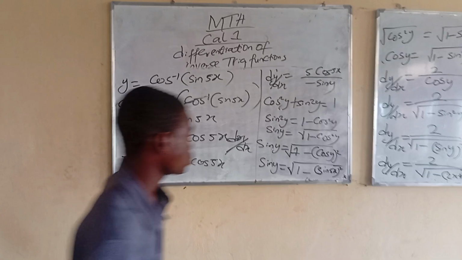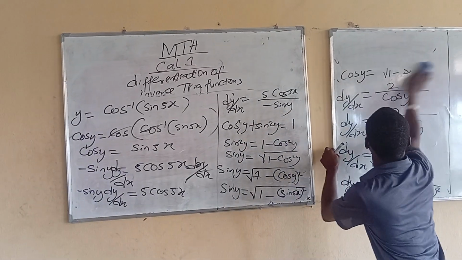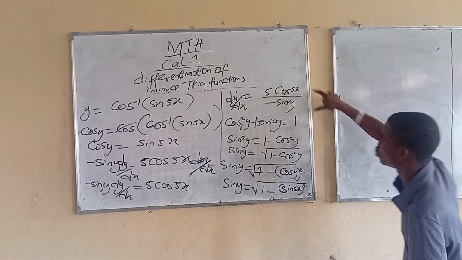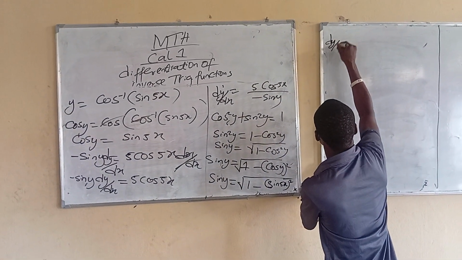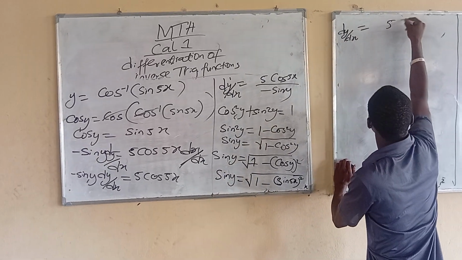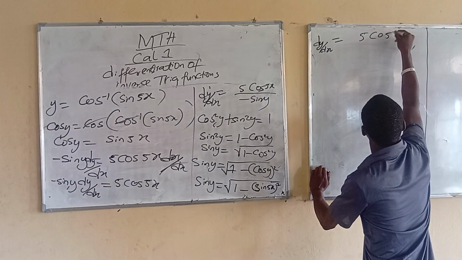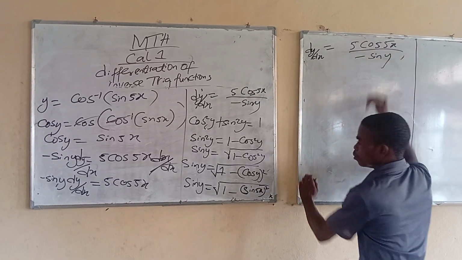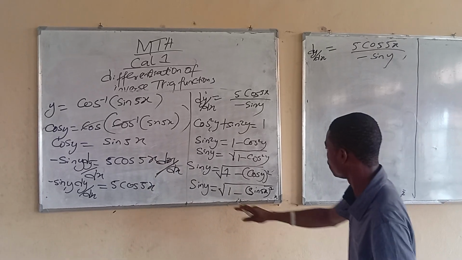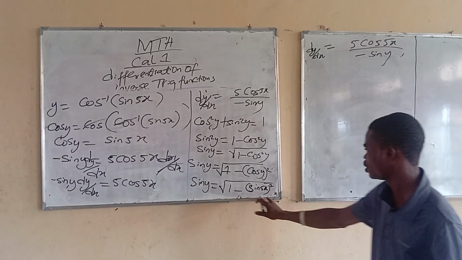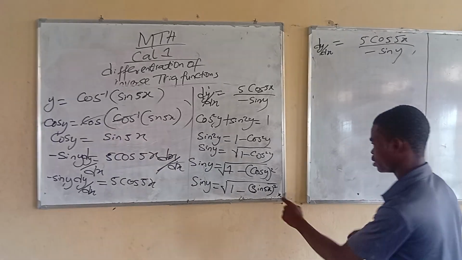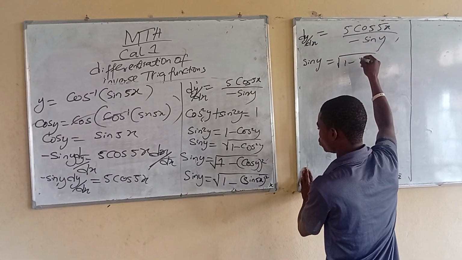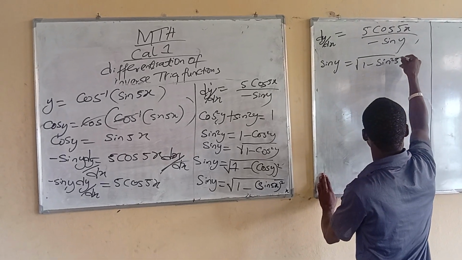We are not done. So this is the main equation here now. So dy over dx equals 5 cos 5x divided by minus sine y. But here, we can simplify this sine y to make it less messy. Now look at this. Sine y equals square root of 1 minus sine squared 5x.